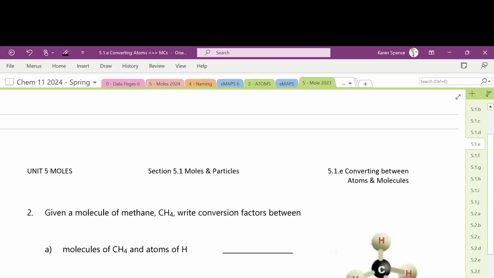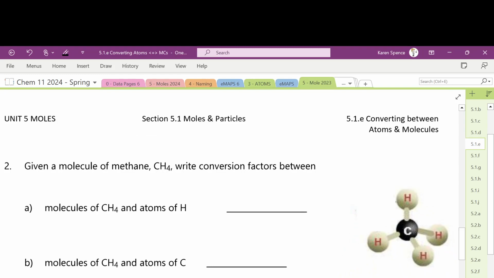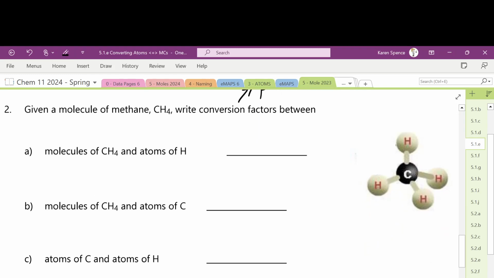Okay, here we have methane. So let's write a few conversion factors, a few particle ratios. So between molecules of CH4 and atoms of H. Do you guys think you could do them on your own? Yeah? Try it.